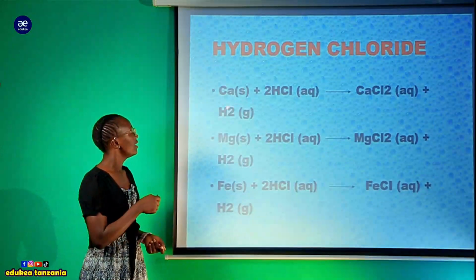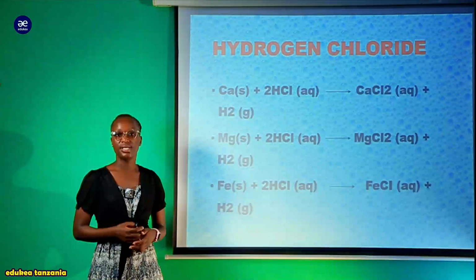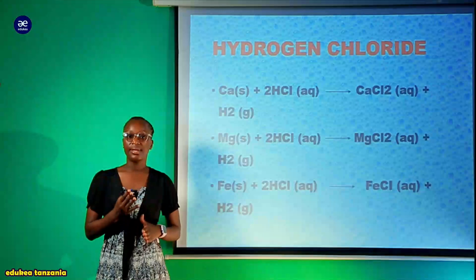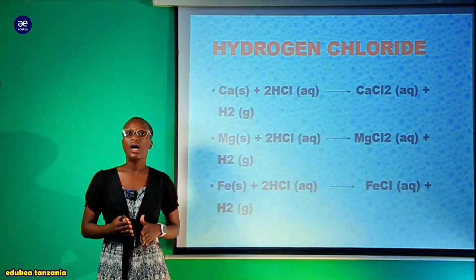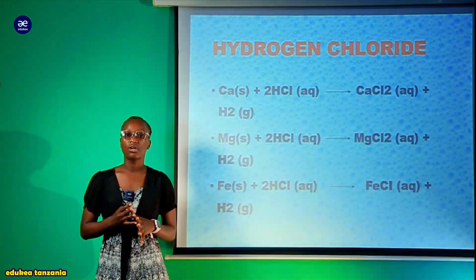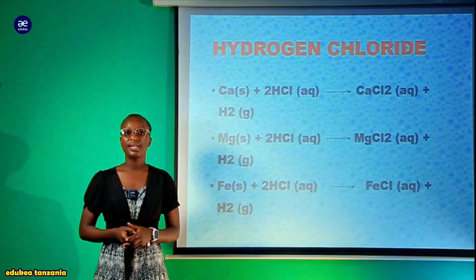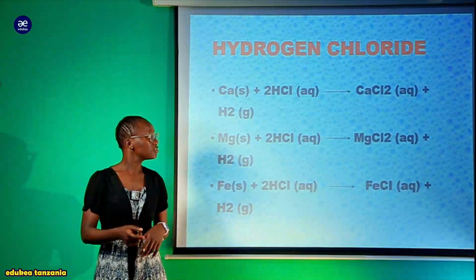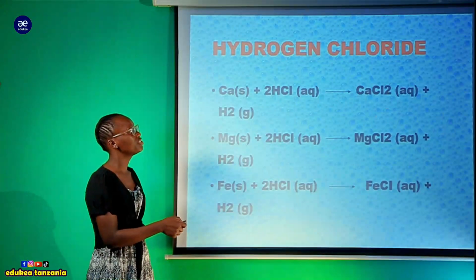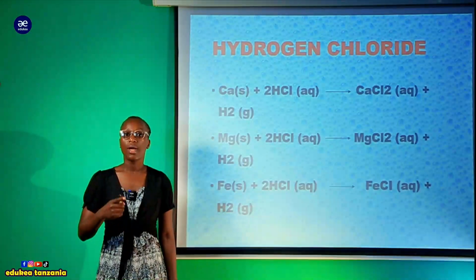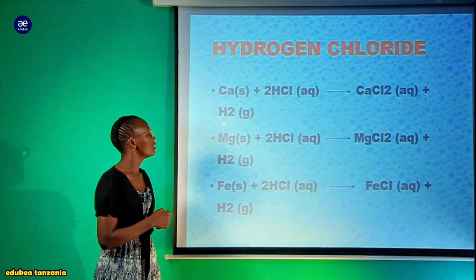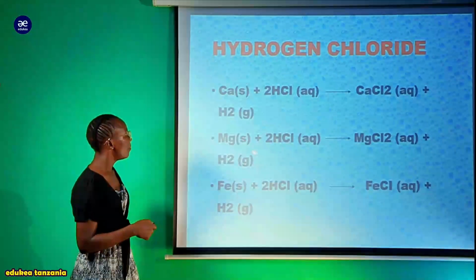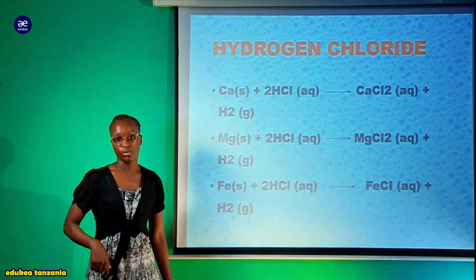Another is the calcium plus hydrochloric acid as usual. So the calcium is a metal element. So this metal element reacts with the hydrochloric acid solution, and finally we are going to have the metal chloride, and the metal chloride we are going to have here is calcium chloride, and finally we are producing the gas which is hydrogen gas. But also magnesium metal.